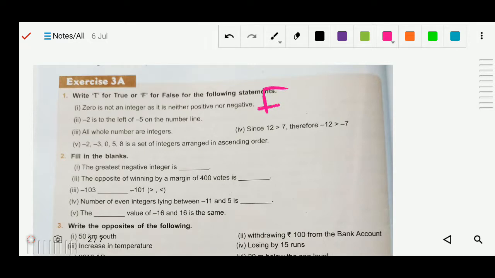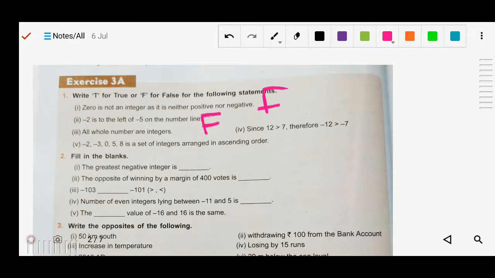Okay. Minus 2 is to the left of minus 5. Is it right or left? Is minus 2 to the left of minus 5? You just check the number line. No, it is false, because it is on the right side.